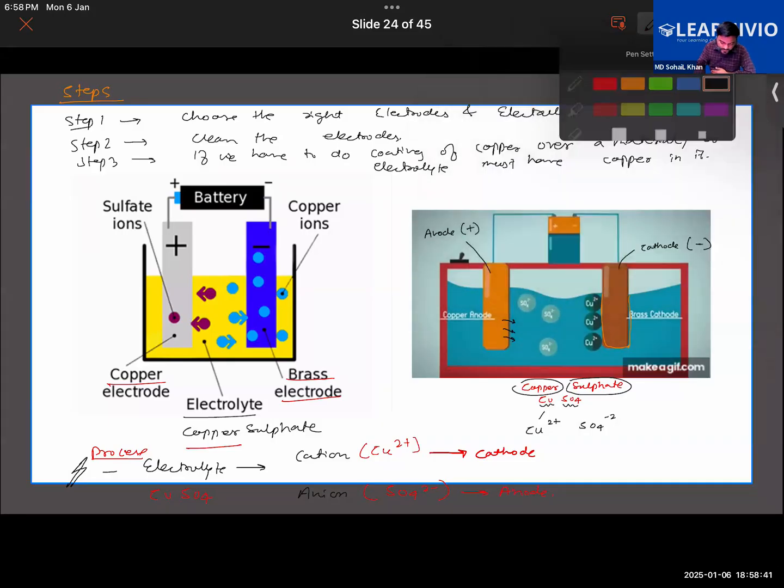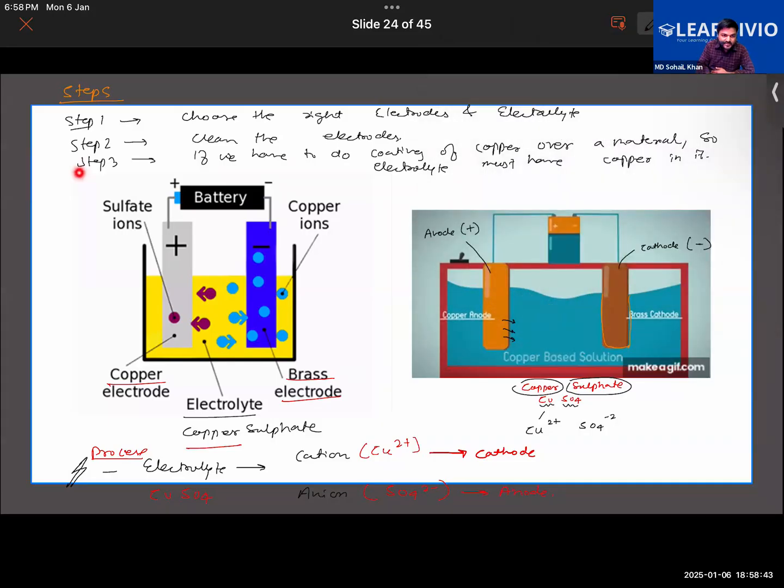By the way, in the steps, how do we choose the right electrodes? In that, I will elaborate further. Suppose the metal that will be used for electroplating, in this case copper, right? That will always be made the anode. And the material over which deposition of metal will be done will be made the cathode.